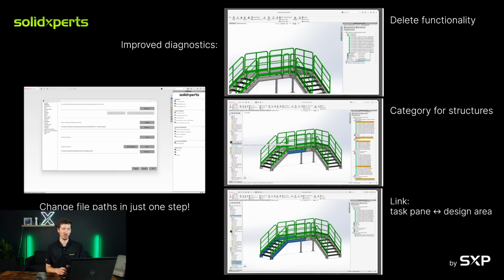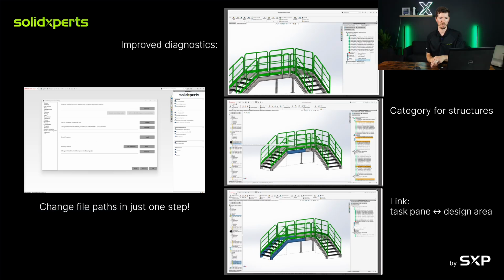As well, the images on the right side show 3 different added functionalities for the diagnostic window on the task pane on the right side. So the first one is the delete functionality, allowing you to delete specific components within your SolidSteel assembly directly from the diagnostic window instead of having to do it manually from the feature tree.